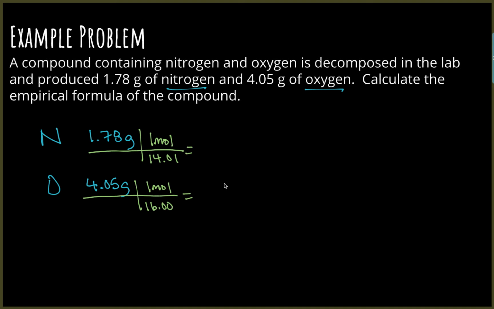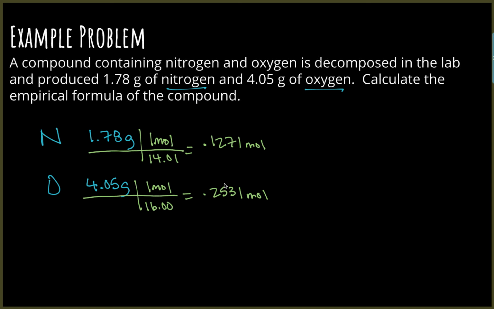Okay, now at this step, it's important to leave lots of decimal places. You could even think of it as leaving like 4 sig figs. So I'm going to leave 4 decimal places on this. And this is important because this makes the numbers easier to deal with in the next step. So for nitrogen, that's 0.1271 moles of nitrogen and 0.2531 moles of oxygen. So I started with grams, converted to moles.